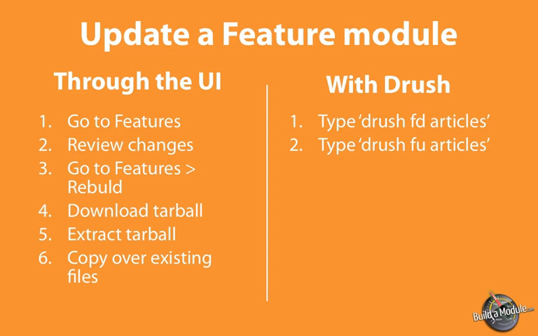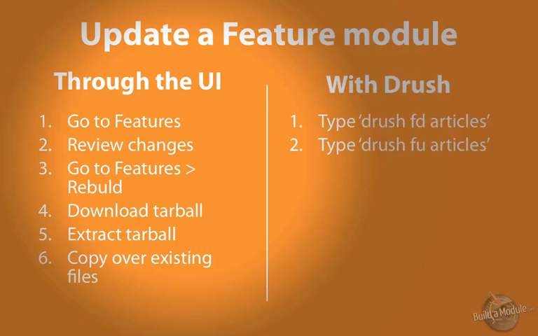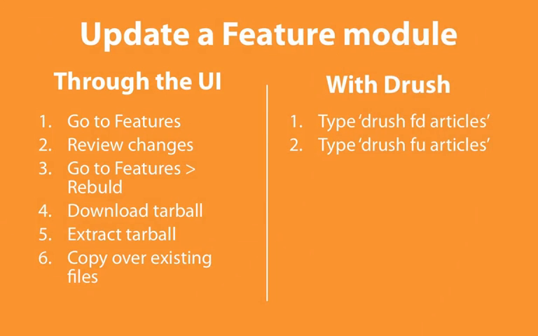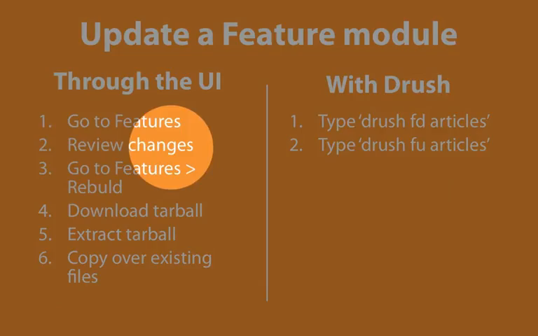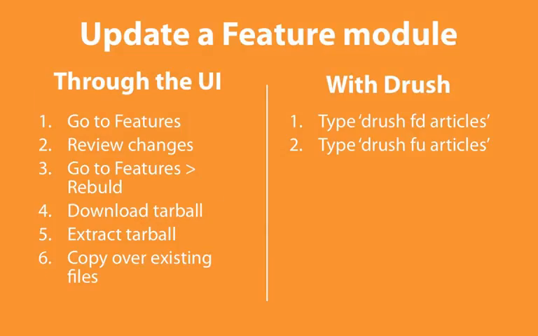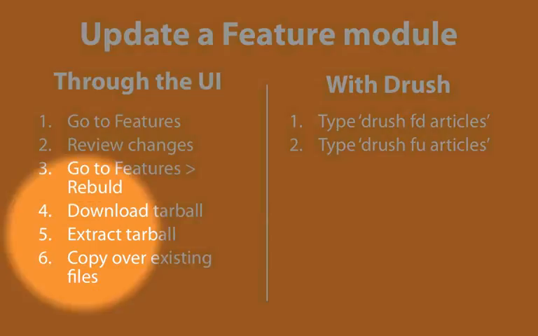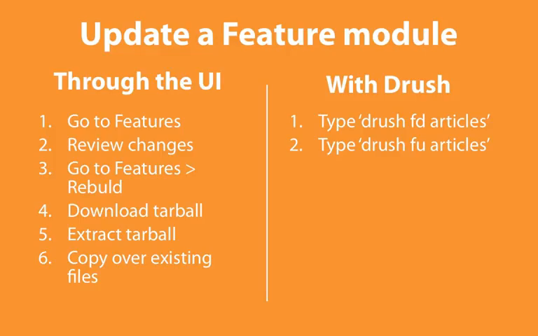Let's go ahead and do a quick review of that. So for doing this through the user interface, we first have to go to the features listings page. We should probably review the changes to make sure that what we're capturing inside of code are changes that we intend on keeping permanently. We then need to rebuild the feature and download the tarball of the entire module. We have to unpack that tarball and then copy it over our existing feature module.